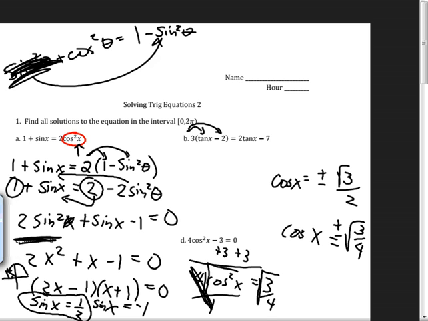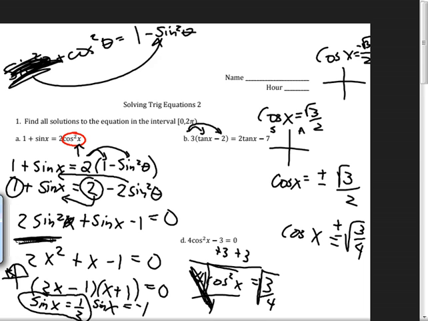Now, plus and minus means you have to do it twice. Once with plus, once with minus. So really, this breaks up into cosine of x is equal to positive root 3 over 2, and cosine of x is equal to negative root 3 over 2. I have one set of pictures for this, because those are the places where cosine is positive, and one set of pictures for this, the places where cosine is negative. All Students Take Calc: cosine is positive there and there, so I can get rid of those spots. And then these would be the opposite.